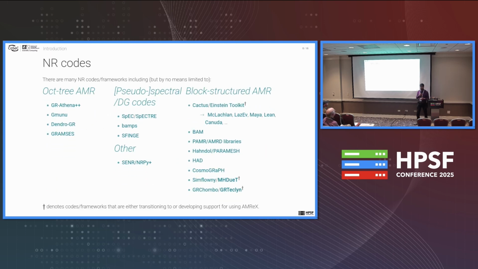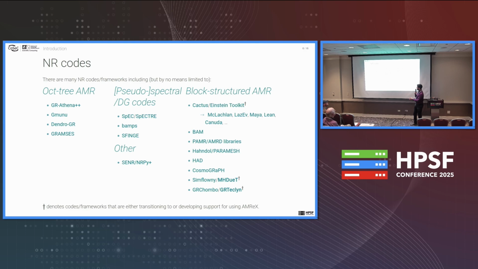So there's many numerical relativity codes. I won't go through all of them. There's three main classes. There's the octree adaptive mesh refinement. There's the spectral and the pseudospectral and the discontinuous Galerkin codes. And then there's the block-structured adaptive mesh refinement, of which you can see there's many more.